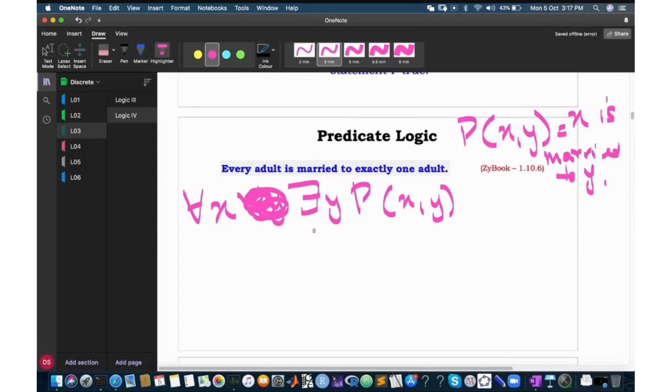That's it? Yes, sir. No, but this thing is saying that everyone is married to someone. So if I'm marrying everyone to everyone, I would still get this statement to be true, right? It's not restricting exactly one adult. You want to make sure that x can't marry more than one person, right? Remember, there exists is saying that there is at least one y. It's not restricting that there can't be more than one.